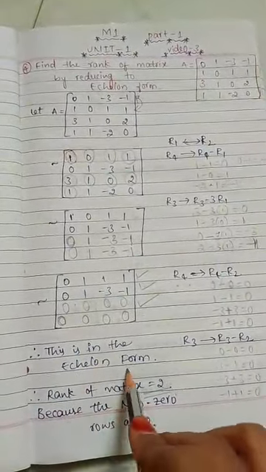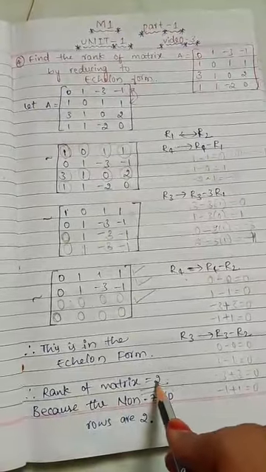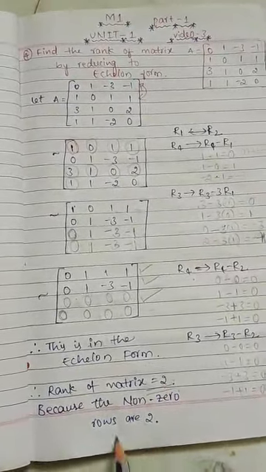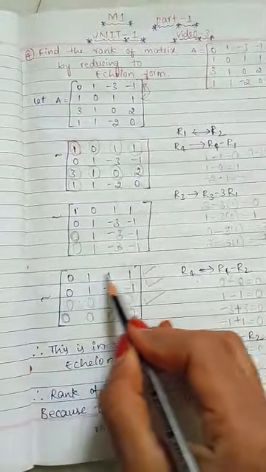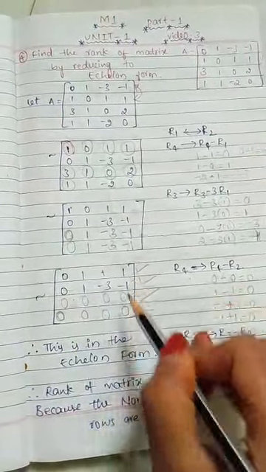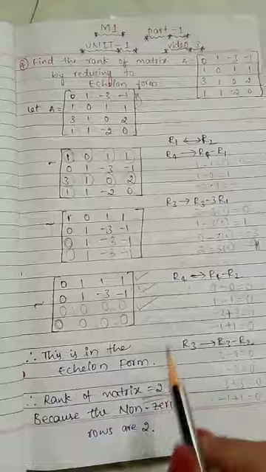This is in echelon form and the rank of the matrix is 2 because the non-zero rows are 2. We got 2 non-zero rows. That's why the rank of the matrix is 2. Very simple, right?